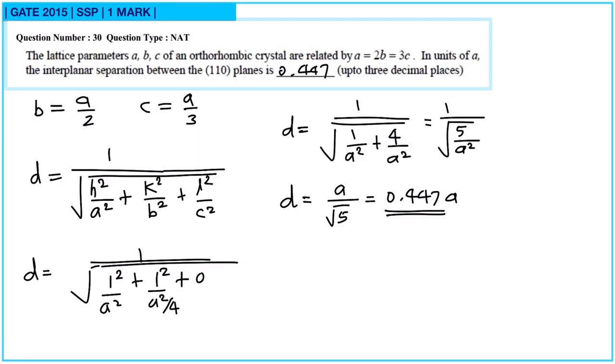And the answer range for this question was 0.445 to 0.450, and we are getting 0.447.